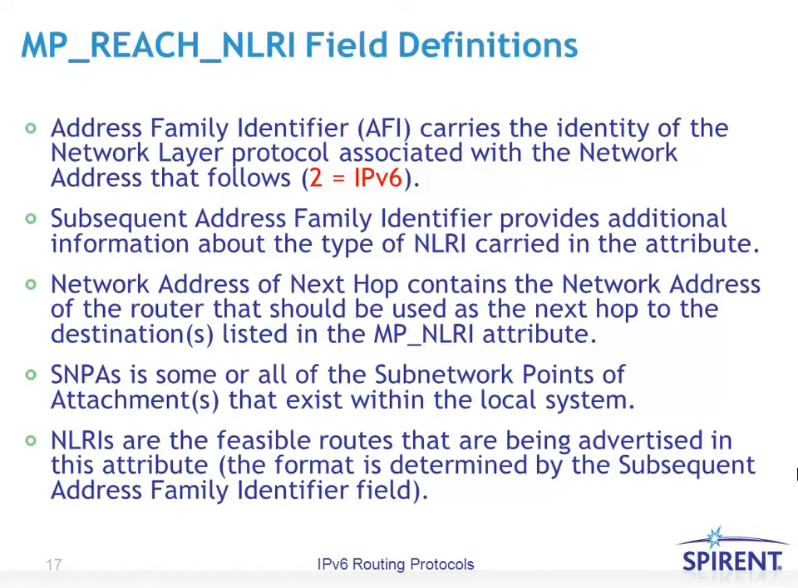So this slide just talks about more detail in terms of the field definitions of a multi-protocol reachable NLRI. The address family identifier, of course, would be set to 2 for IPv6. The subsequent address family identifier could provide additional information about the type of NLRI carried. There could be a next hop field to contain the address that should be used as the next hop to the destination, subnetwork points of attachment, and NLRIs are the feasible routes that are being advertised in this attribute.